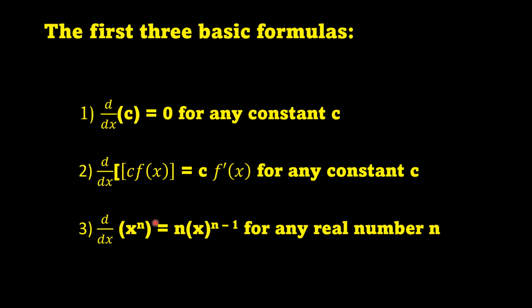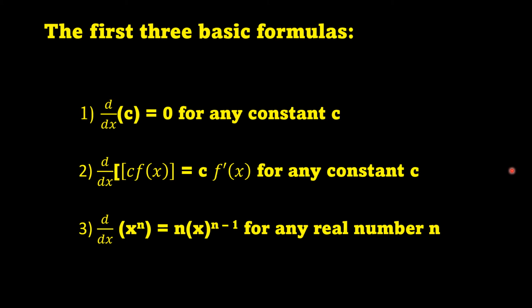Second, the derivative of a constant times f of x with respect to x is equal to the constant c times the derivative of the function. And then the third one, the derivative of a variable raised to a power n with respect to x is equal to n times x, the variable x, raised to n minus 1 for any real number n that is a power of the variable x.